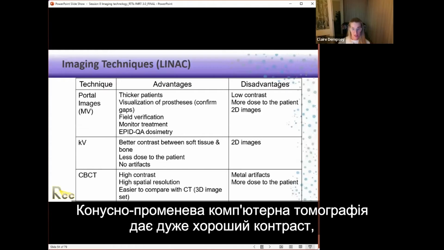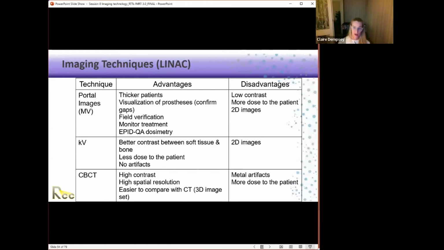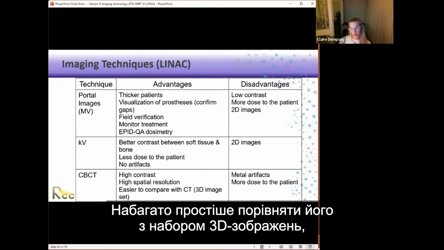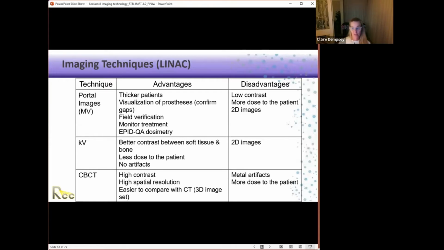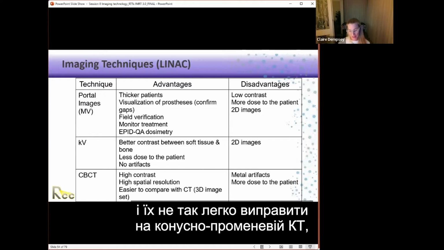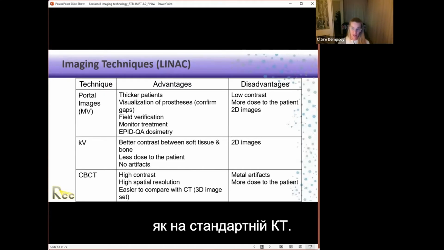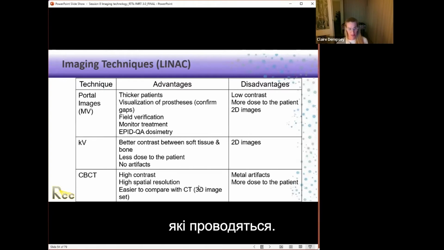Cone beam CT, you get really good contrast, you get really good spatial resolution. It's a lot easier to compare it with the 3D image set that you've created in your planning CT. Disadvantages, obviously you get metal artifacts, and they're less easy to correct on a cone beam CT than they are on a standard CT. And you do get more dose to the patient from all the cone beam CTs that are taken.